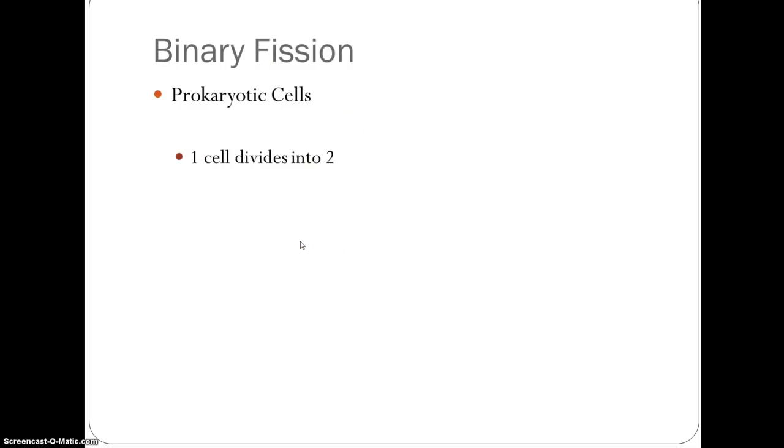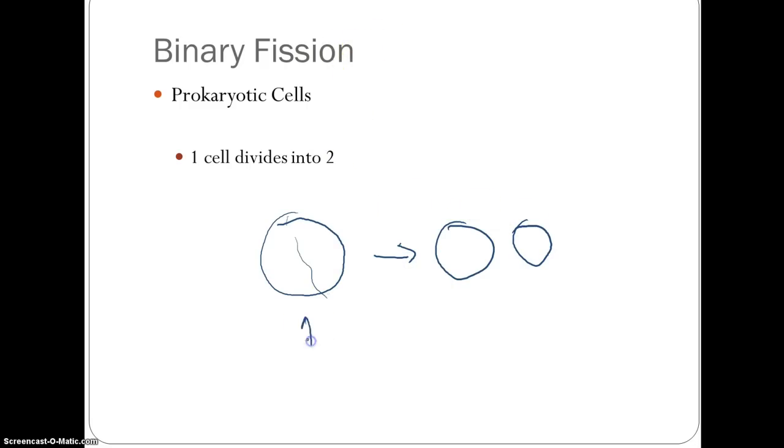The first and simplest type of asexual reproduction is known as binary fission. What this means is that one cell simply splits and divides into two cells. So that is binary fission. Fission meaning splitting, so one cell yields two identical new cells. And this occurs in the simplest type of organisms, prokaryotic cells, unicellular organisms.